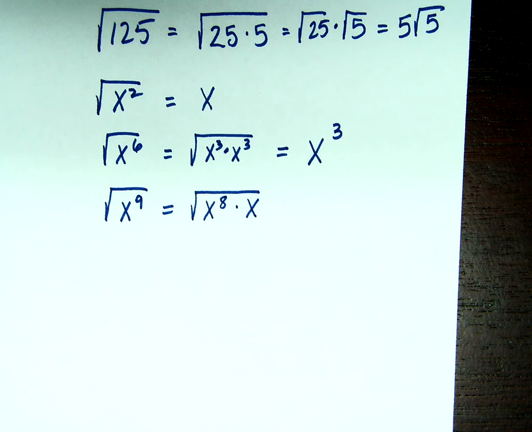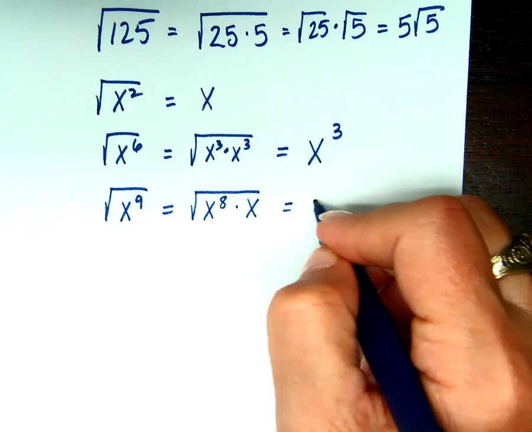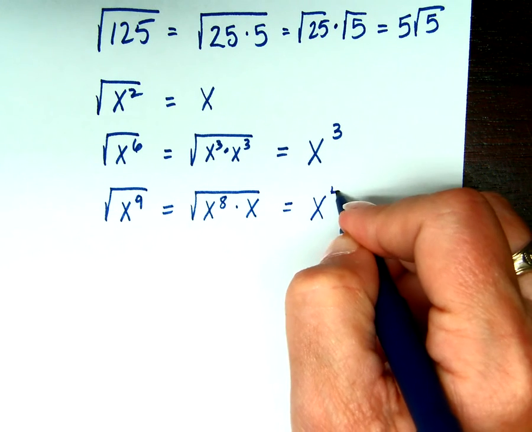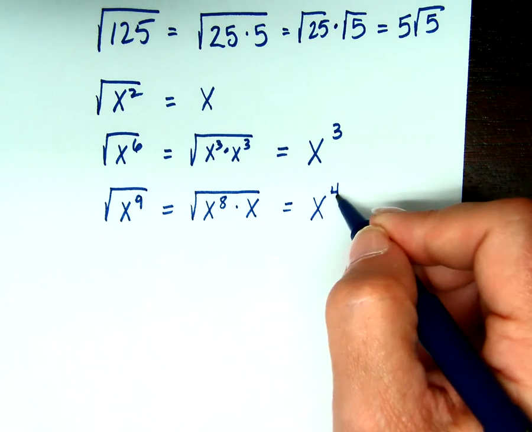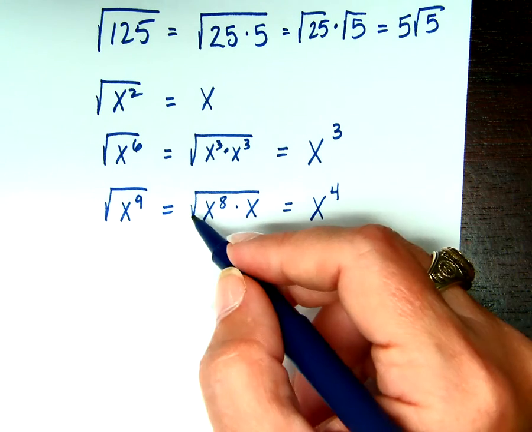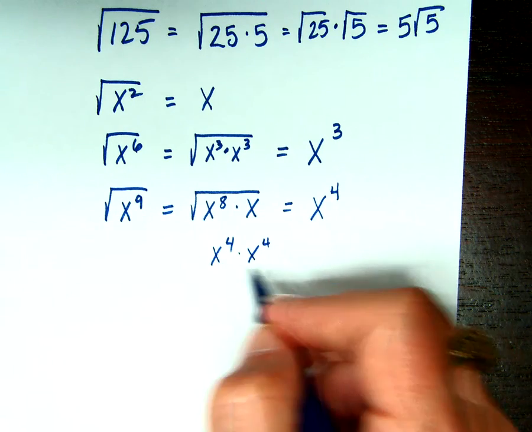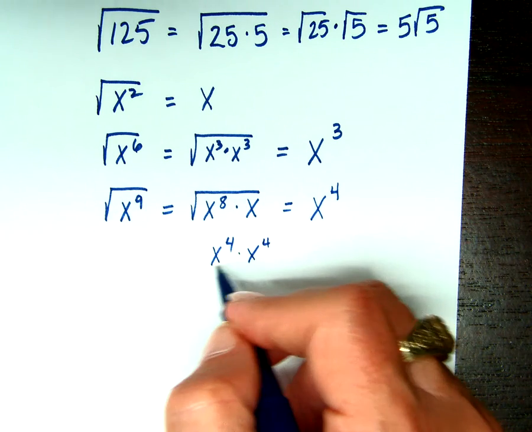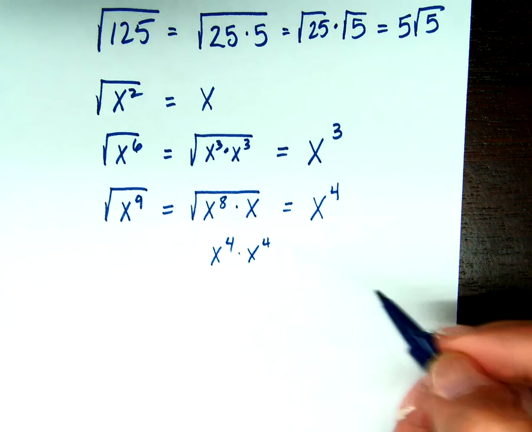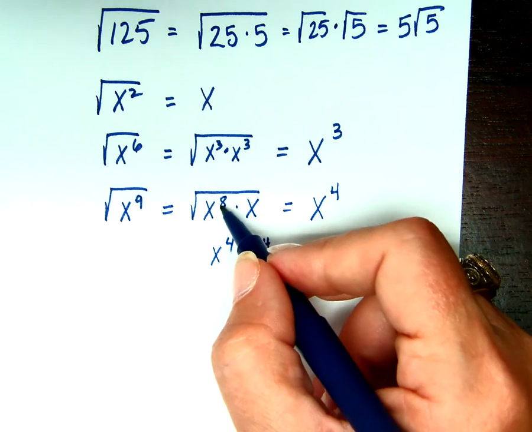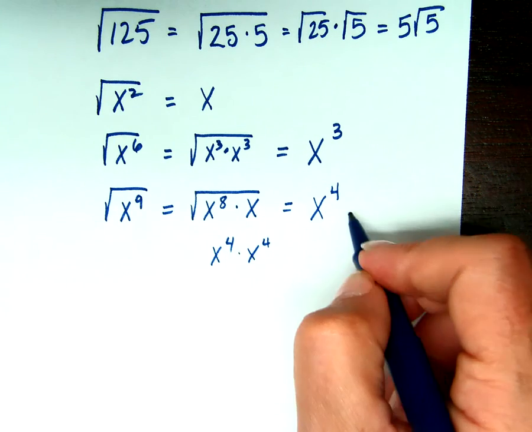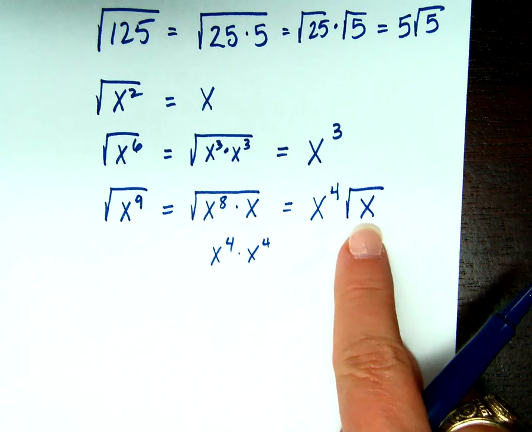Don't we know the square root of x to the 8th? What is the square root of x to the 8th? X to the 4th. Because x to the 4th times x to the 4th is x to the 8th, right? Isn't that x to the 8th? Because when we multiply like bases, aren't we adding our exponents? So the square root of x to the 8th is x to the 4th. What's the square root of x? I don't know either, so I leave it.